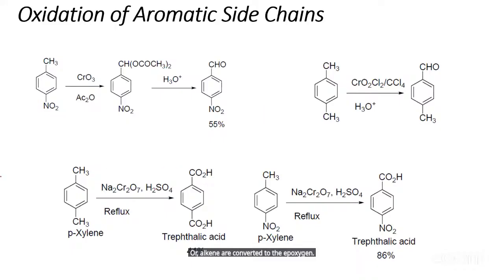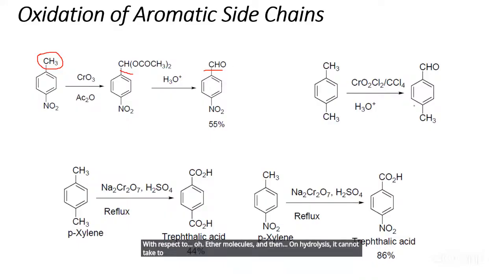This CrO3 in presence of acetic anhydride, like KMnO4, also gives the oxidation of allylic side chains. Here the allylic side chain is present with a methyl group, that is para-nitrotoluene. This is converted to an aldehyde. First, the acetic anhydride takes part to convert it into the respective ester molecule, and then on hydrolysis it is converted to the aldehyde molecule.